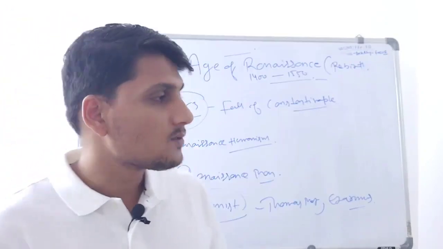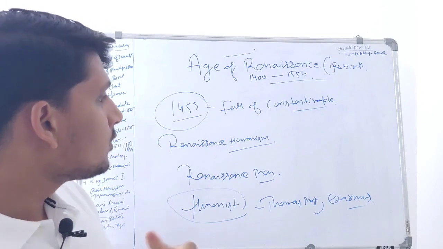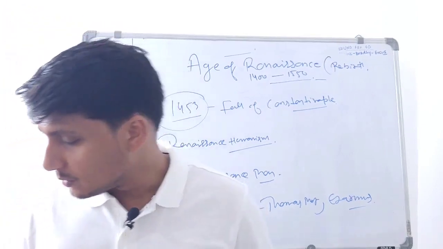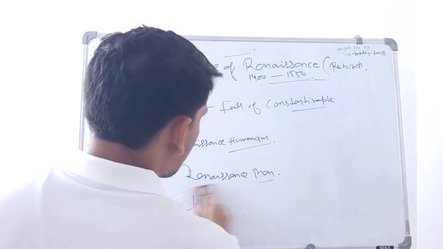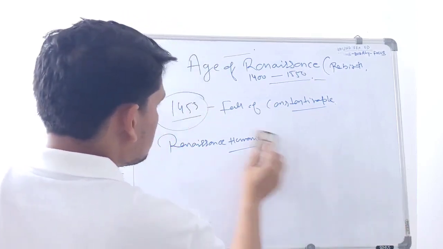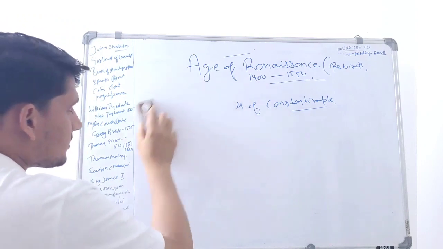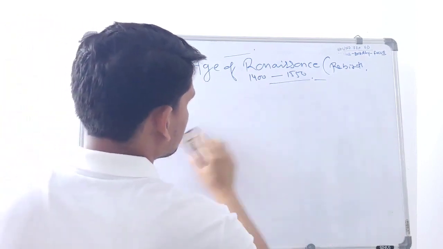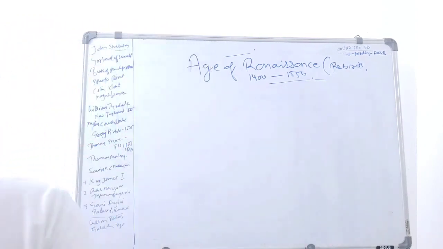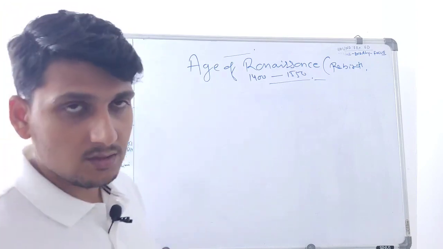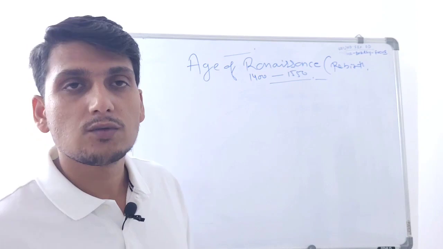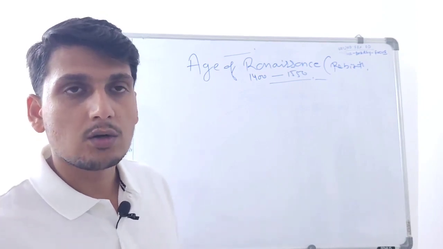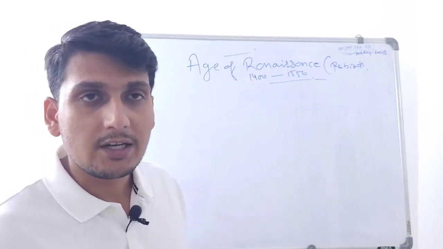All right, since we have discussed this, there are a few other events which are very important to discuss. As I told you, in every single age we will be discussing the events, the writers, and their work, and this is how we conclude the whole age. Right. So what are the events? The first event I discussed with you was 1453, the fall of Constantinople.